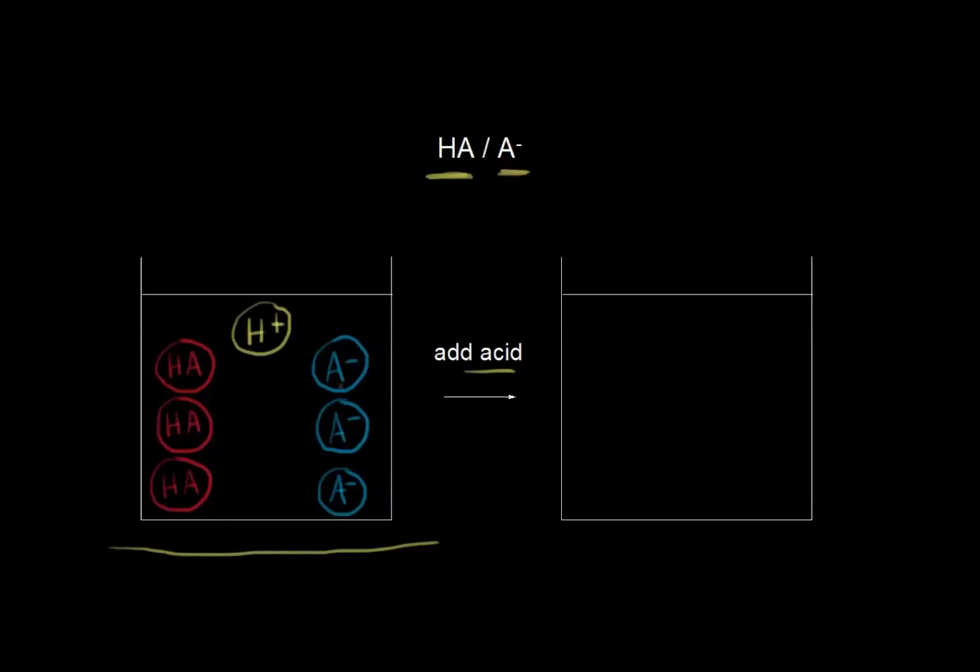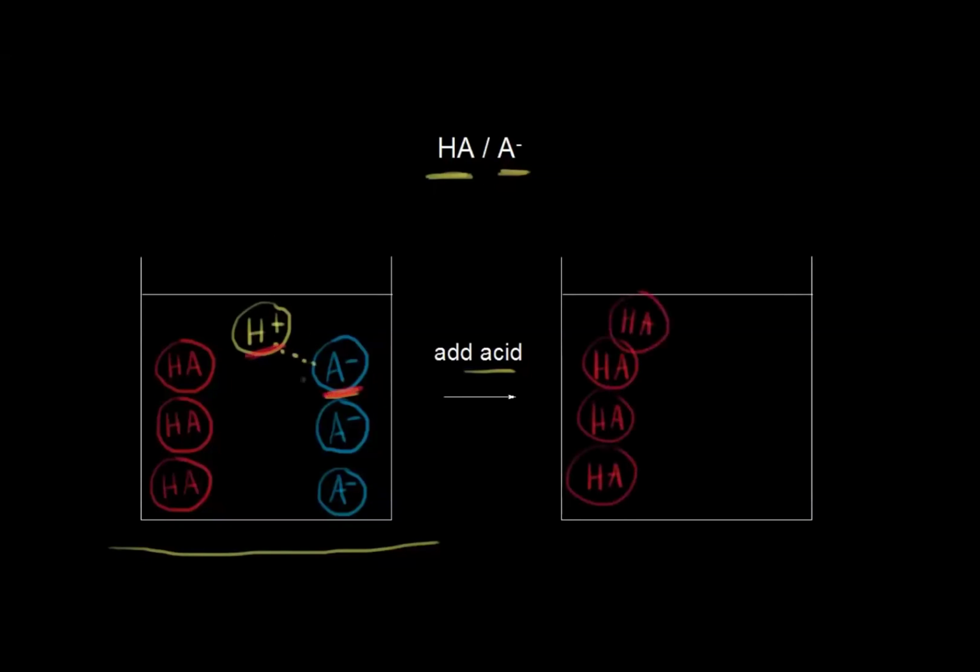But we do in our buffer solution, right? We have A minus, we have our base. The base is going to pick up this proton, and H plus and A minus are going to form HA. So we're going to make more of our weak acid here. So let's see, we started out with some weak acids. Let me go ahead and draw that in here. So some HA. And then we're going to make more because H plus and A minus give us HA.